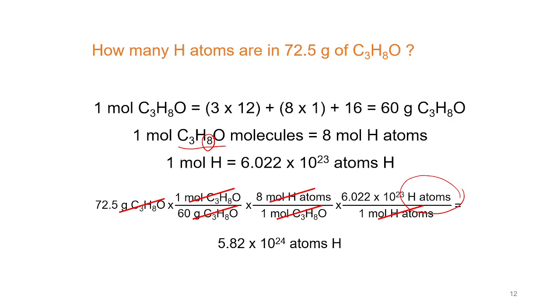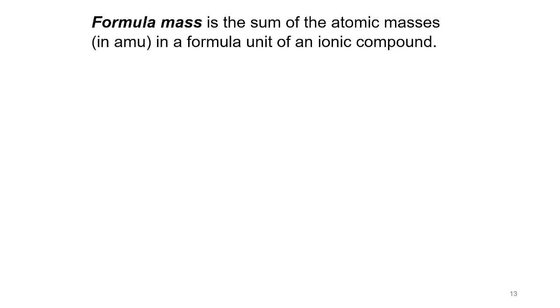So that is another example of what we call dimensional analysis, wherein we use different dimensions or different conversions to compute for our interest, or our hydrogen atoms. So next is formula mass.